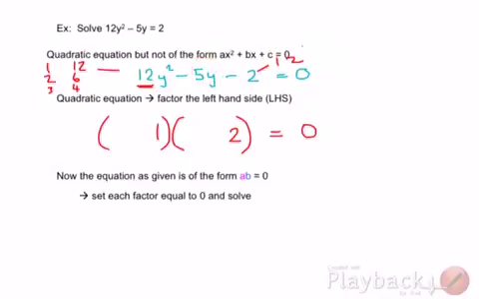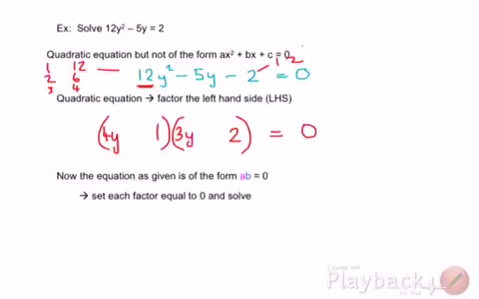So 1 and 12 and 2, so 2 times 12 is 24, and 1 can only give me 25 or 23. That won't work. 2 times 1 would give me 2 and 12, which would be 12 take 2 is 10, or 12 plus 2 is 14. That's not going to work. 2 and 6 doesn't work either, but 3 and 4 will. So I'm going to say 4, sorry, I need to put on my pencil. So 4y in the first bracket and 3y in the second bracket.